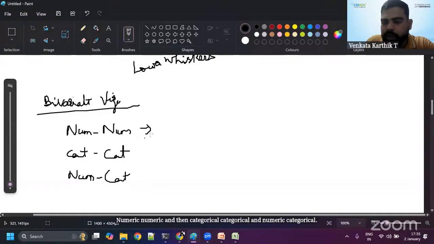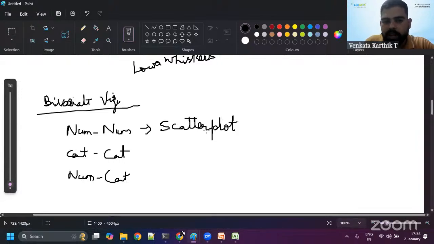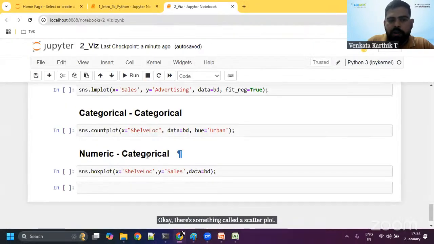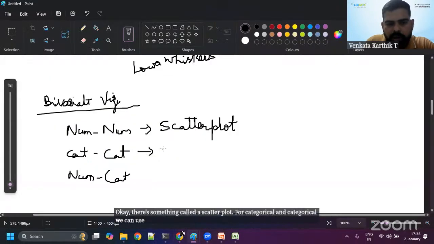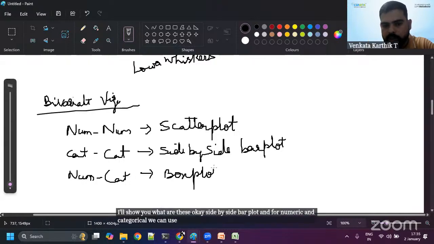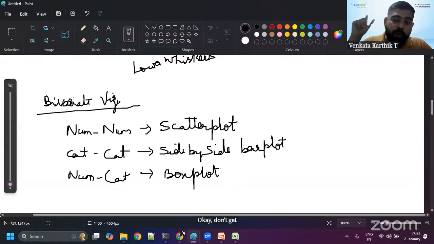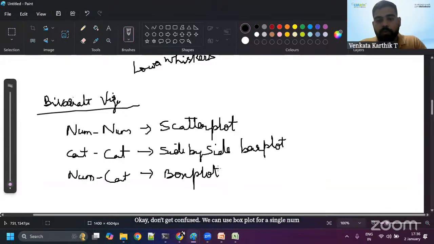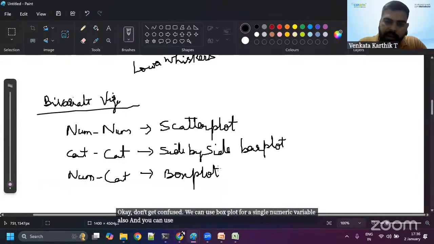For numeric and numeric, we use a visualization called a scatter plot. For categorical and categorical, we can use a side by side bar plot. I'll show you what these are. And for numeric and categorical, we can use a box plot again. Don't get confused. We can use a box plot for a single numeric variable also, and you can use the box plot for numeric and categorical also, when you're doing visualization for bivariate analysis.